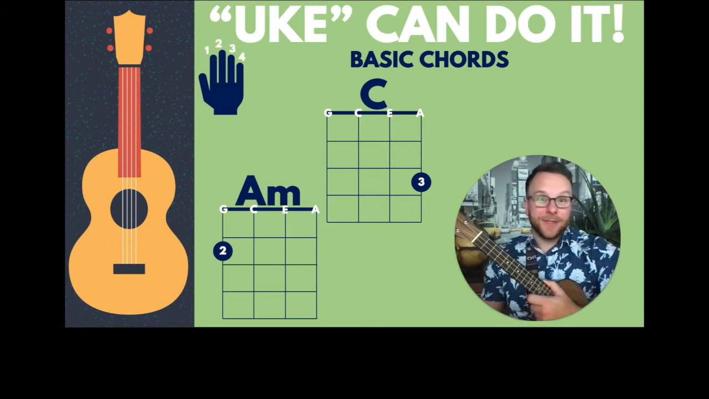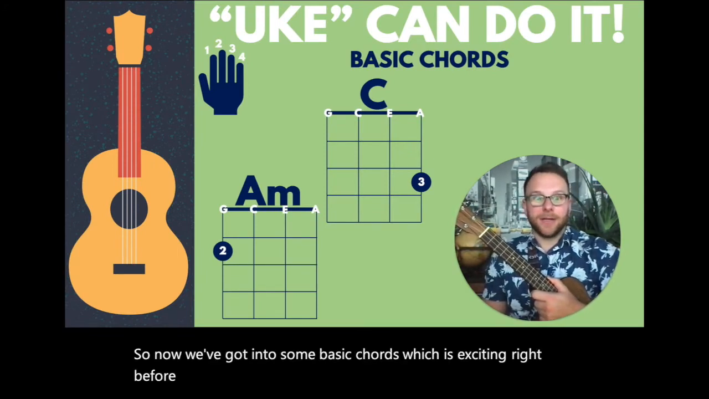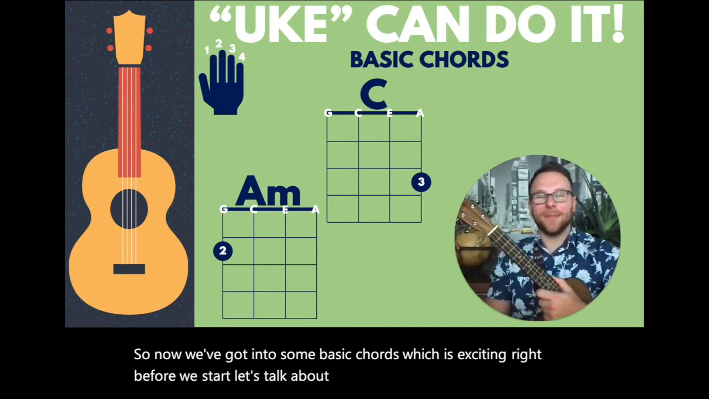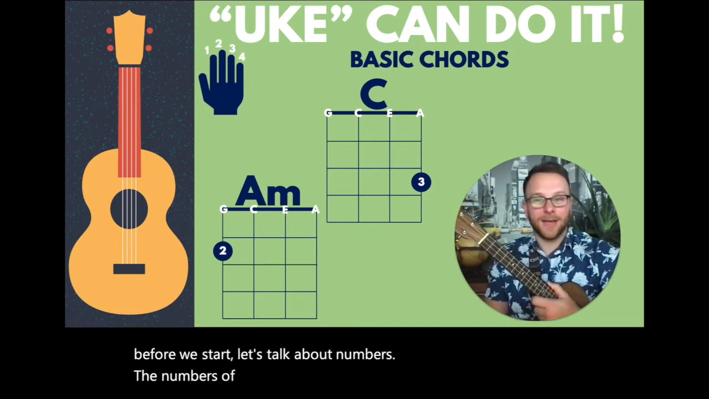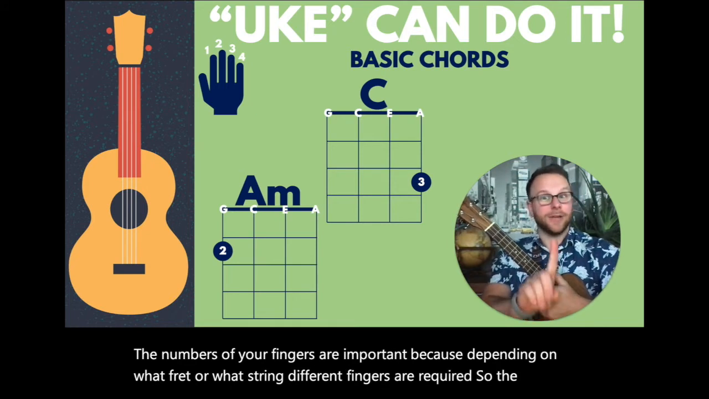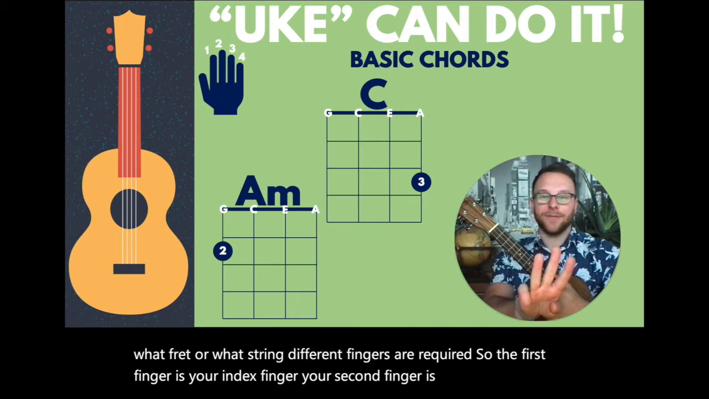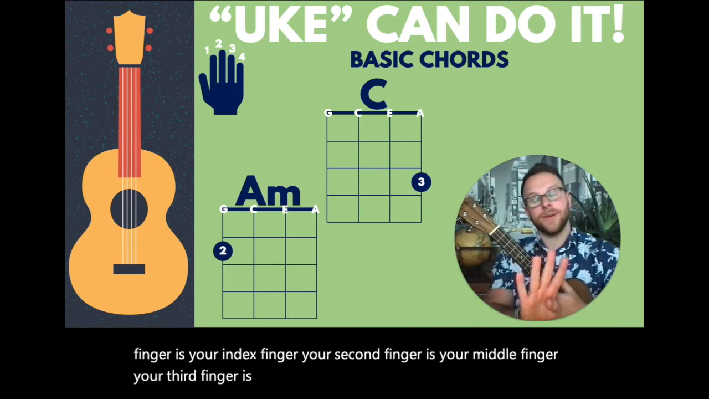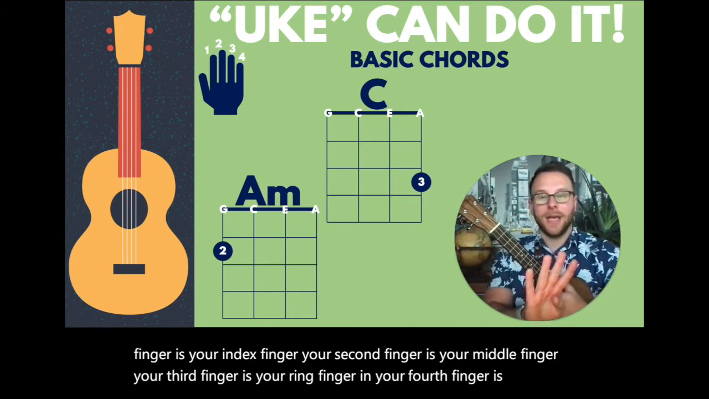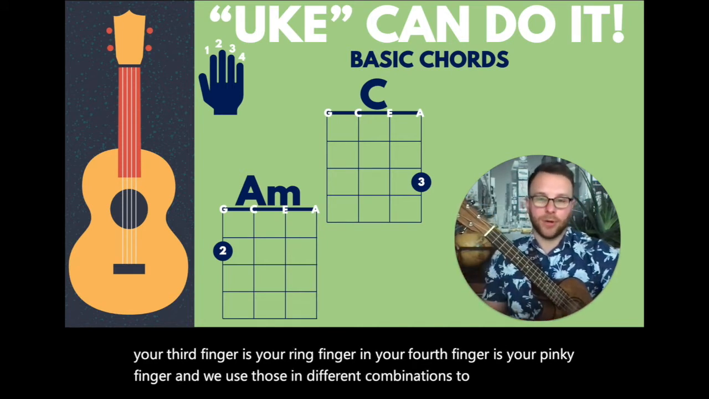So now we've gotten to some basic chords, which is exciting, right? But before we start, let's talk about numbers. The numbers of your fingers are important because depending on what fret or what string, different fingers are required. So the first finger is your index finger, your second finger is your middle finger, your third finger is your ring finger, and your fourth finger is your pinky finger. And we use those in different combinations to create chords on our fretboard itself.